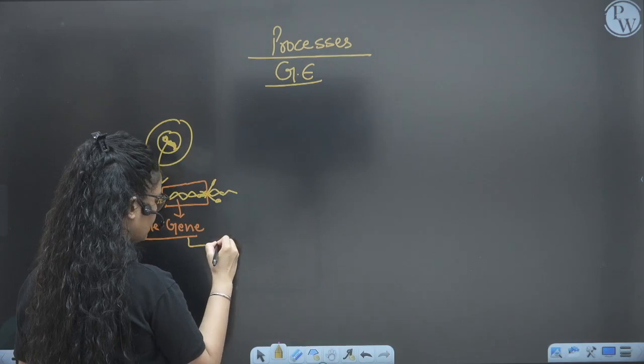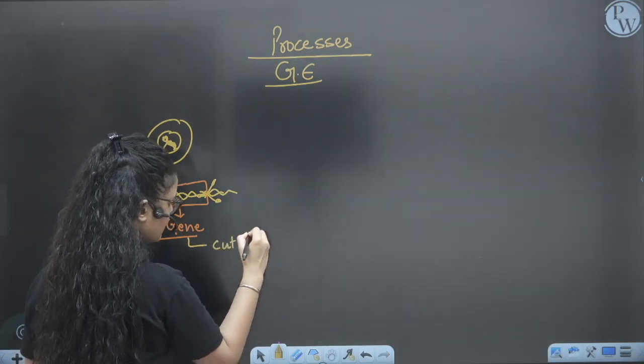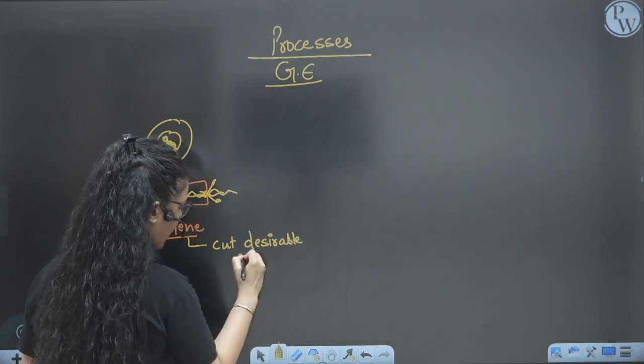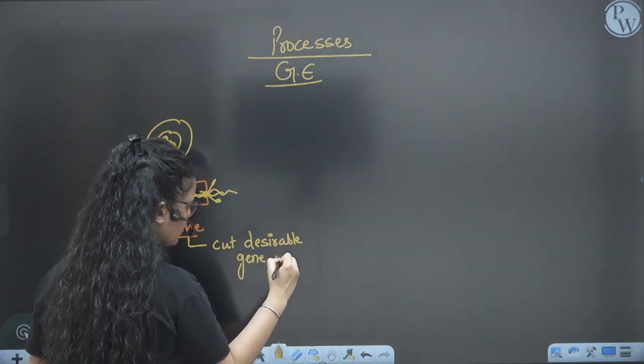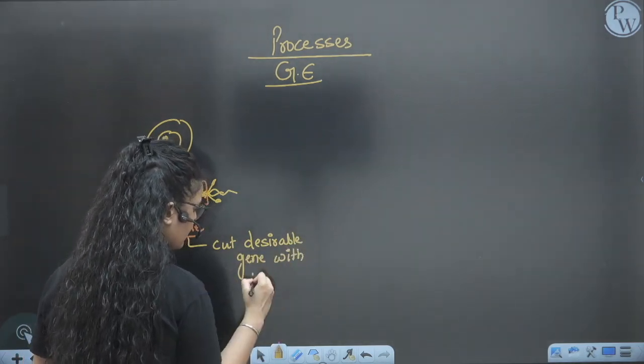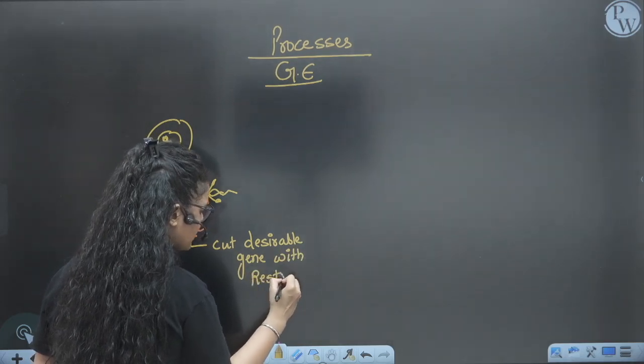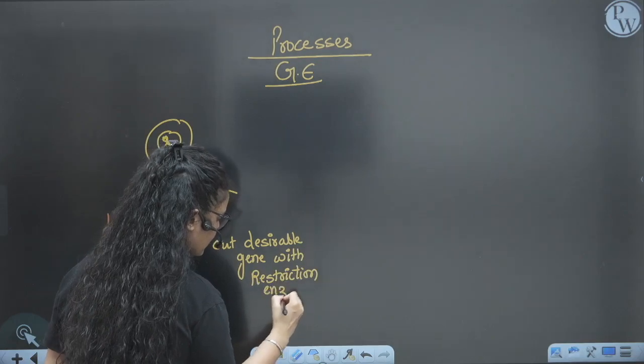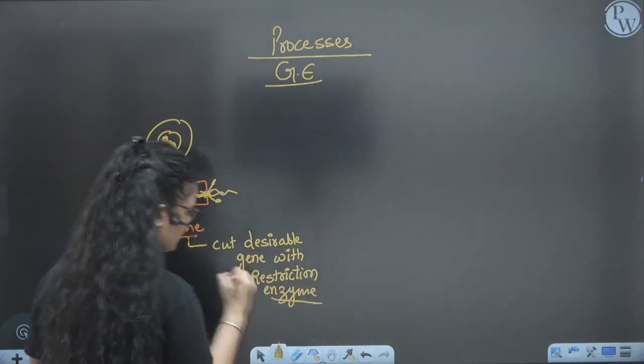So we will cut the desirable gene, right? And after cutting it, cut the desirable gene with the help of molecular scissor. And what is molecular scissor? We will see it in detail. Restriction enzyme, right? Restriction enzyme. You have to remember this.